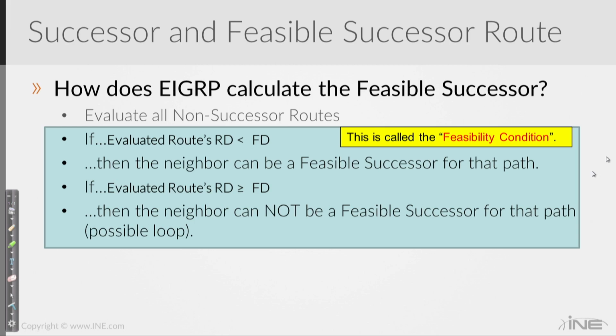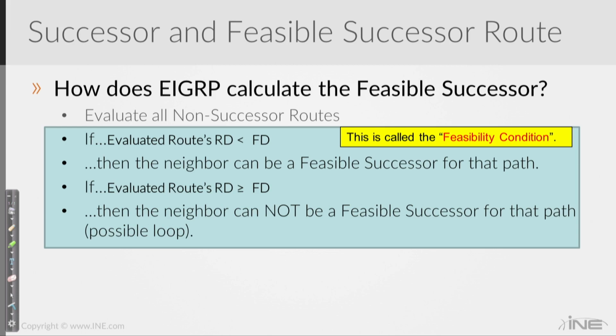How do we calculate the feasible successor? In other words, if somebody reports in a route to us, how do we even say, is this potentially a better path? Is this potentially maybe not a better path, but something I could use as a backup that could feasibly be my successor? And so we have to run it through the feasibility condition, which means if the reported distance is less than my current feasible distance, we're good. It's not a loop. There's no way it could be a loop. But if the reported distance from my neighbor for this route I already have is equal to or greater than my feasible distance, that could potentially be a loop, and I'm not going to use it.